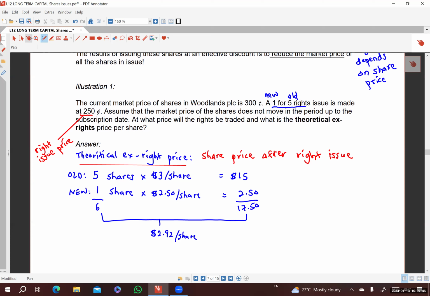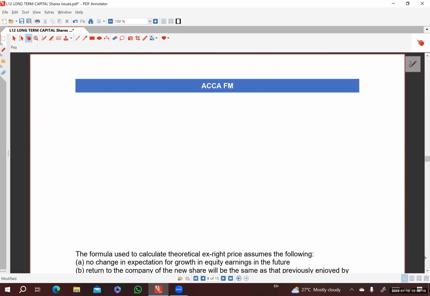So the share price now is $3. After the rights issue, the share price falls to $2.92 in theory. So it goes down. Why does it go down? Because the new shares are issued at a lower price. So it goes down because the new shares are issued at a discount. That's the ex-rights price, the first one. Next.